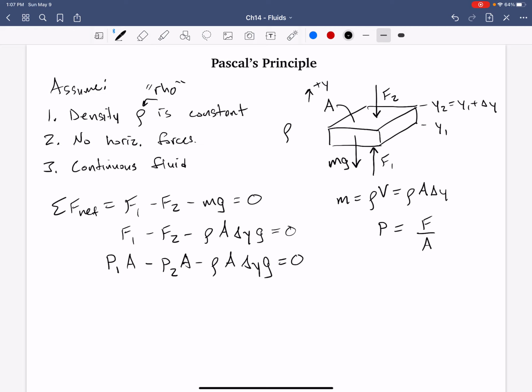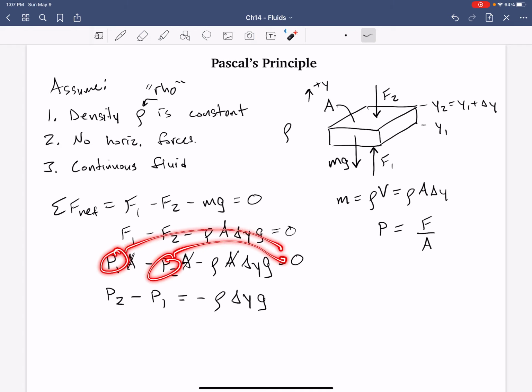So if I do all this, we can see that the area cancels out, right? And I'm going to take the pressures and put them on the right side of the equation, which will leave us with P2 minus P1 equals a negative rho delta y times g. Okay, so what I did was just take this term, move it over, and then this term, move it over. They change signs. And so now what we have is pretty much a change in pressure, right? P2 minus P1, final minus initial, if you will.